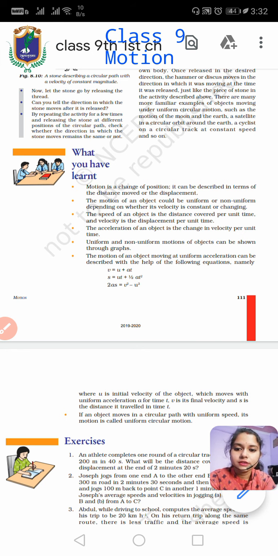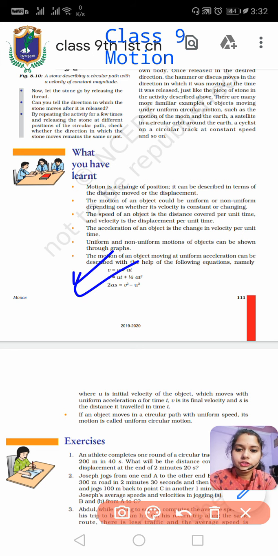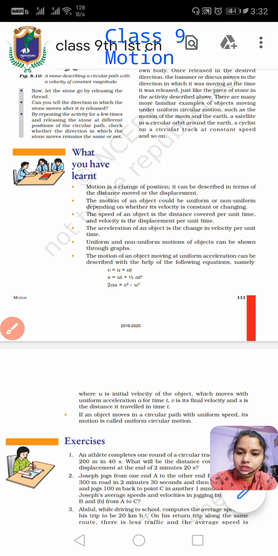Second one is s = ut + 1/2 at². S means the total distance covered by an object is equal to initial velocity multiplied by time plus half into acceleration into time squared. And the third, last one, is 2as = v² − u². Means 2 into acceleration into distance is equal to final velocity square minus initial velocity square.